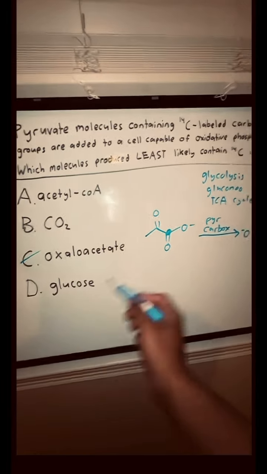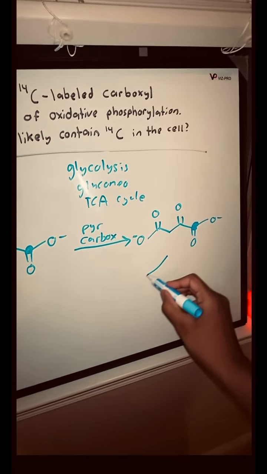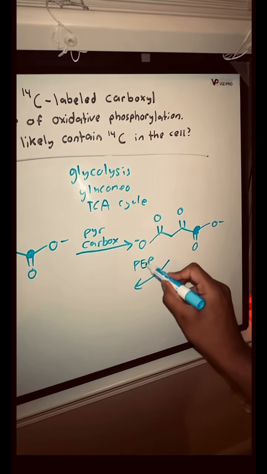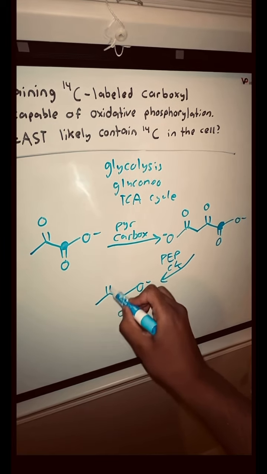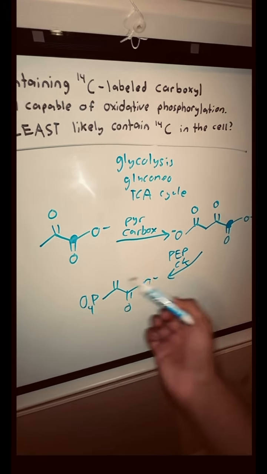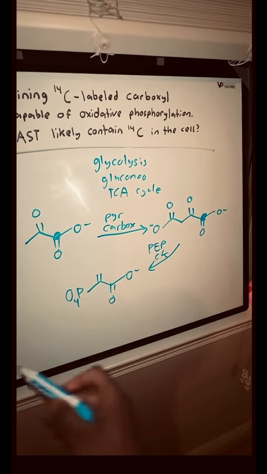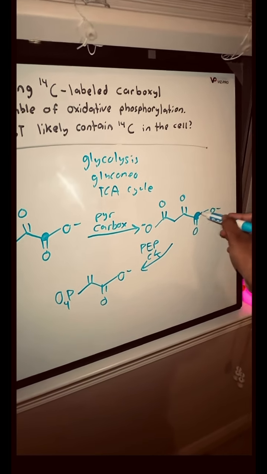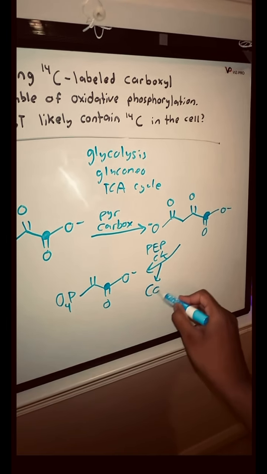Now, looking at glucose, right? This process is to ultimately end up in glucose, gluconeogenesis. So the next step would be using phosphoenolpyruvate carboxykinase, and this is going to give us phosphoenolpyruvate. So it's going to look something like that, right? And look what happened. This carboxyl group is gone, and we replaced it with this PO4. But look, this is still here. This is the original carbon-14, and then we released that carboxyl group as CO2.